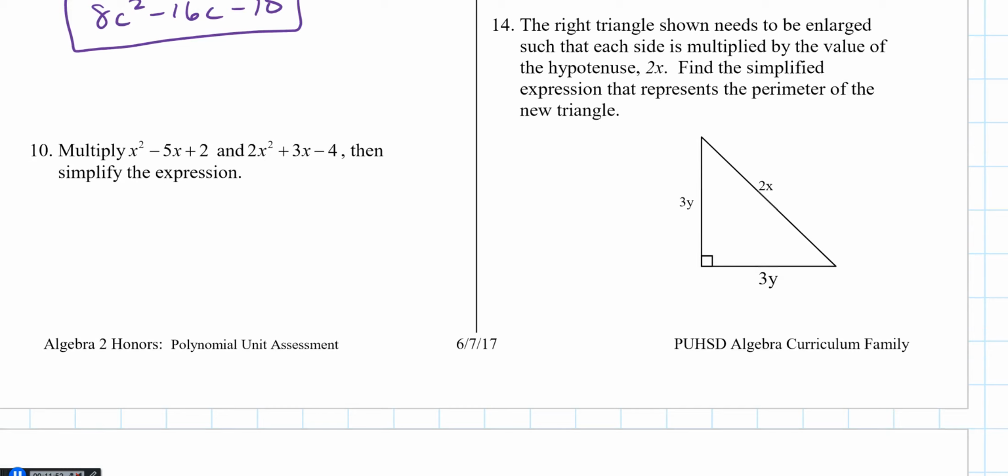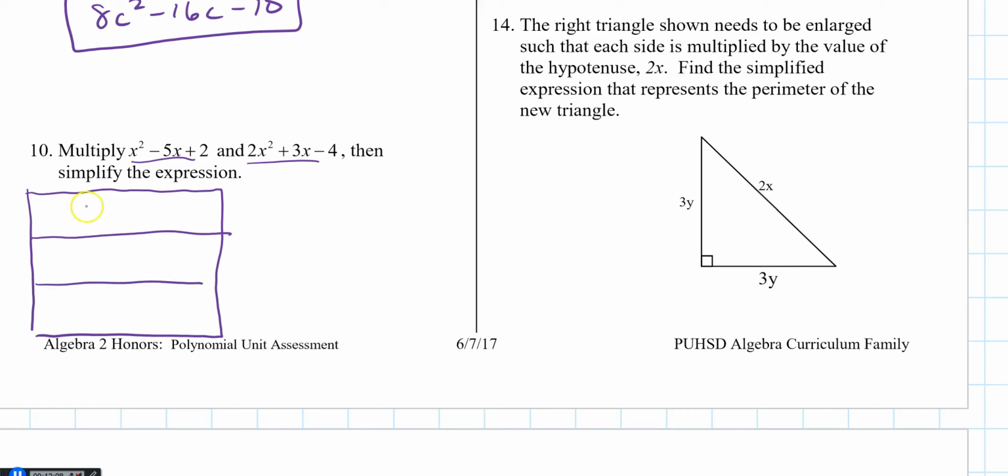Number 10, multiply those two expressions and then simplify. So this time it's 3 terms. I'm going to use the box method on this one. Remember we set that up. We make a box that has the same dimensions as the term. So I'm going to have a box that is 3 by 3.